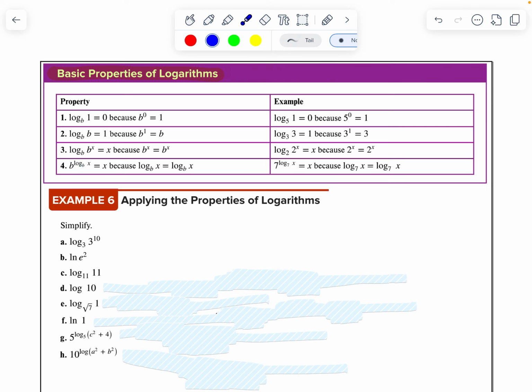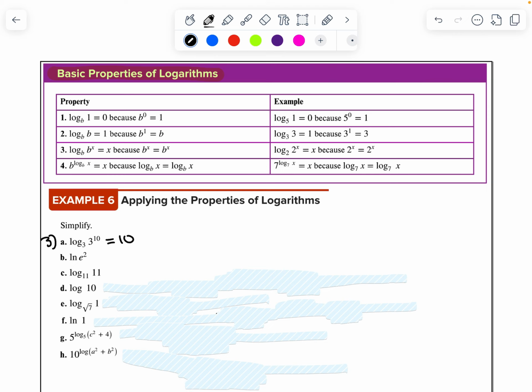Let's look at some examples down here. I think this is going to help. So I'm basically going to look at my examples and try to match them up to one of the properties. So A looks like it matches with property 3, right? Log base 3, 3 to the 10, b and b match, then 10 must be our answer.